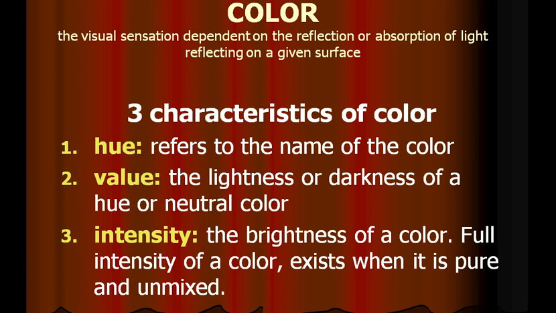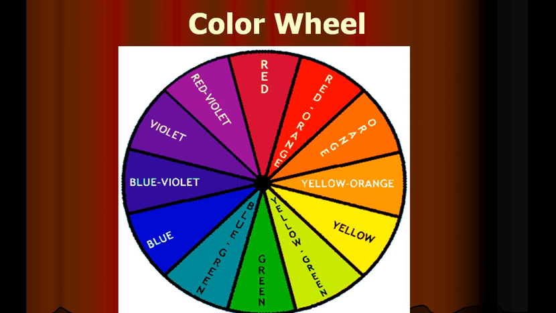Color is the visual sensation dependent on the reflection or absorption of light reflecting on a given surface. There are 3 characteristics of color. Hue refers to the name of the color, value refers to the lightness or darkness of the hue or neutral color, and intensity, the brightness of a color. Full intensity of a color exists when it is pure and unmixed.